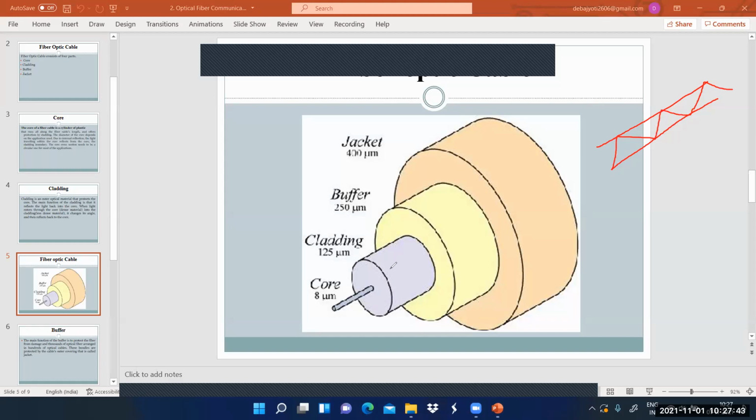If you understand the core and cladding, you can easily say what the function of cladding is, or what the purpose of cladding is here.